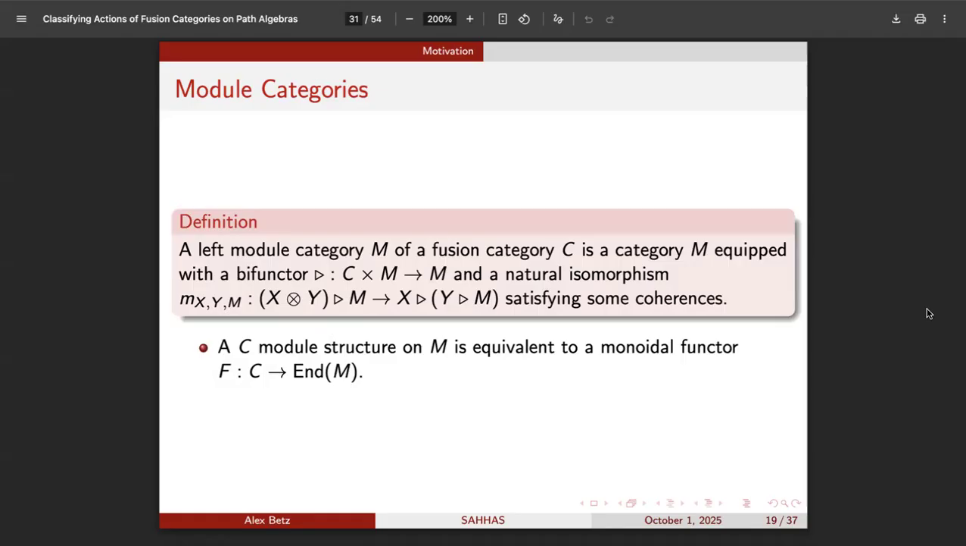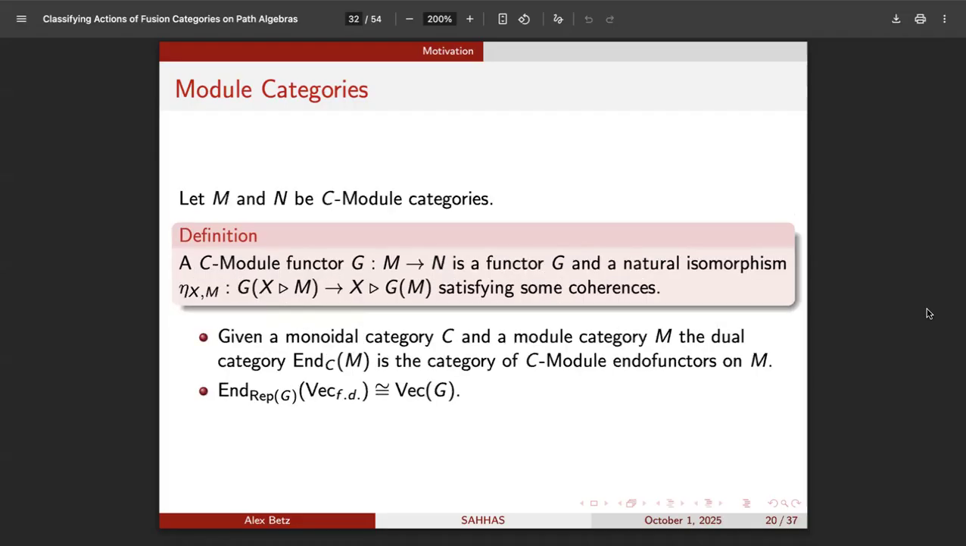And similar to how you can think of representations as group actions or group homomorphisms, you can think of a C-module structure as either a category acting or a monoidal functor into the endofunctors of them. Right? This is that same relation bumped up again for categories.